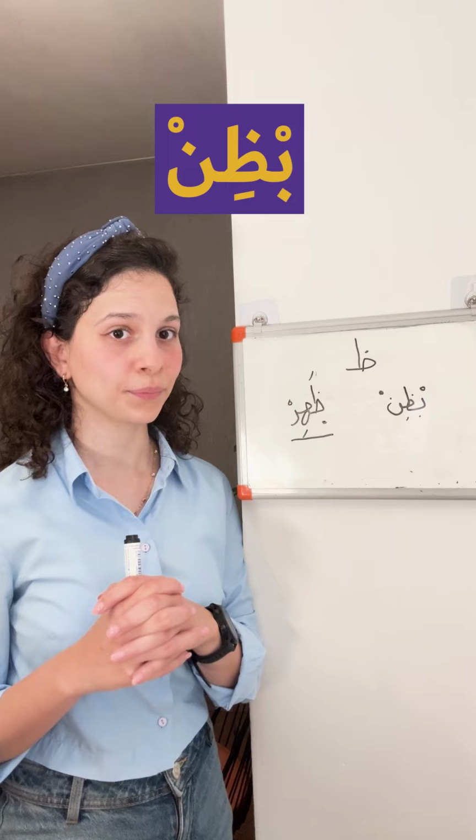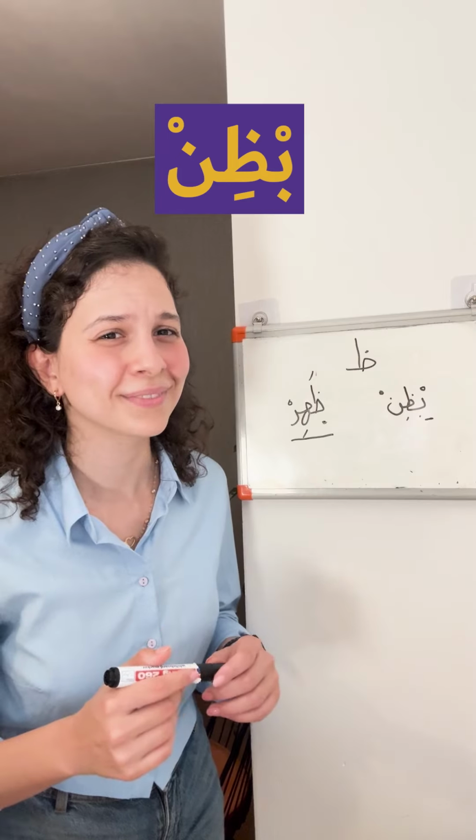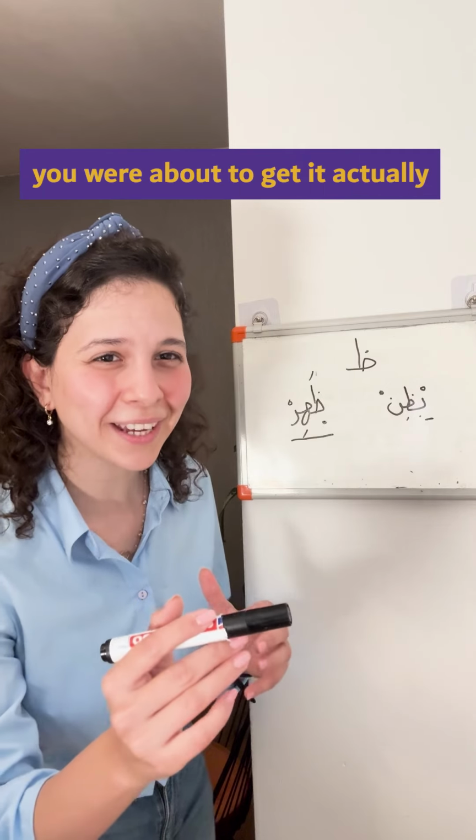Let's get this. So this is ba, and then za, it's da. Yeah, I guess I'm getting it. Okay. And then noon. Yeah, it's bdun. We're about to get it actually.